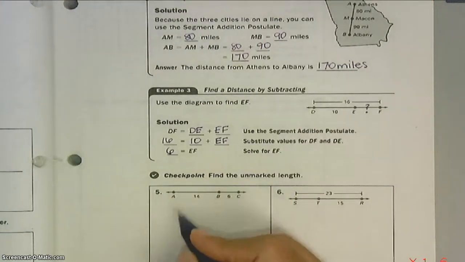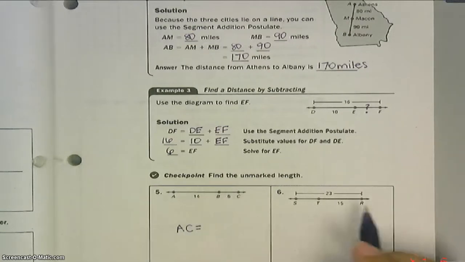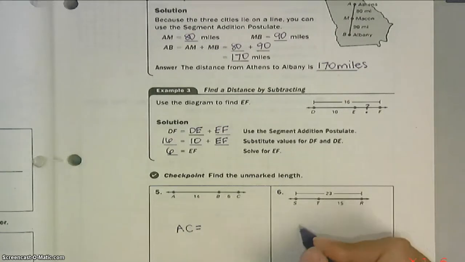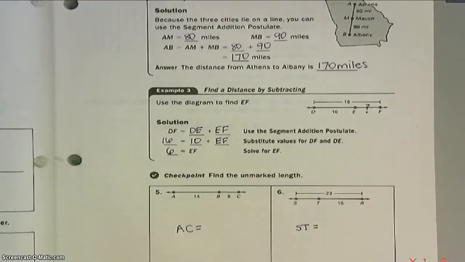All right, now you are going to find the unmarked length. So in this example, you need to find how long AC is. And in this example, you need to find how long ST is. So go ahead and do that, and we'll go to the last page.